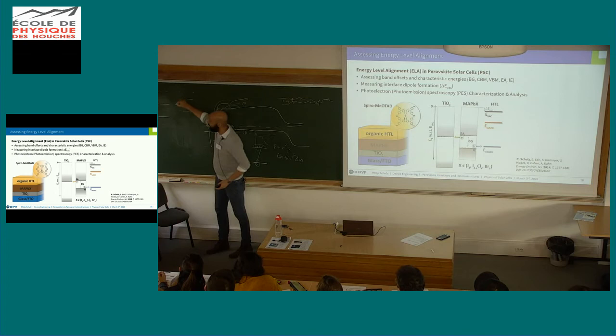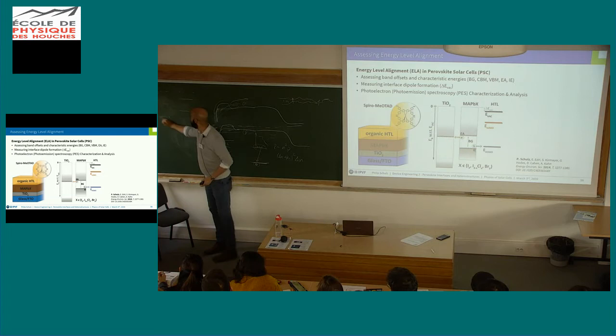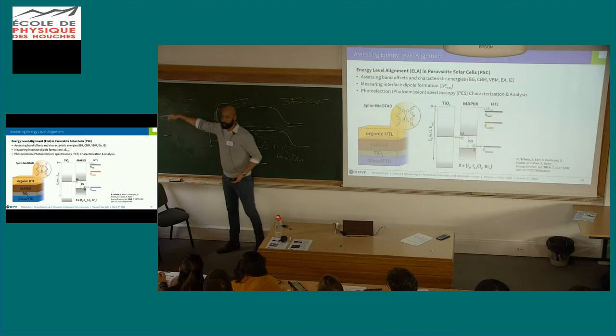Now, what would happen if you change this a little bit, and you have your conduction band here, your valence band here, so this is a high work function material, and so a strong acceptor, and this would be the donor. Now, if you would have this kind of situation, would you run into a problem, yes or no? Question to you.